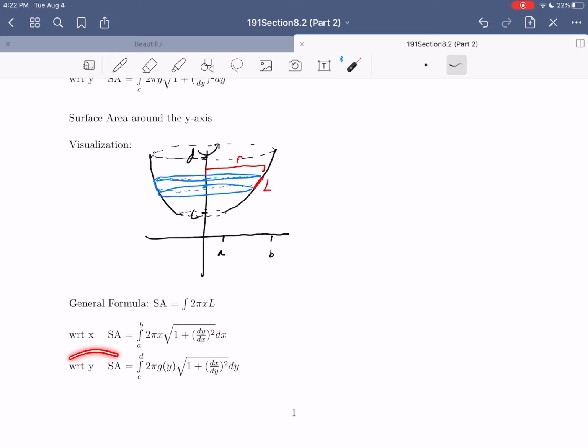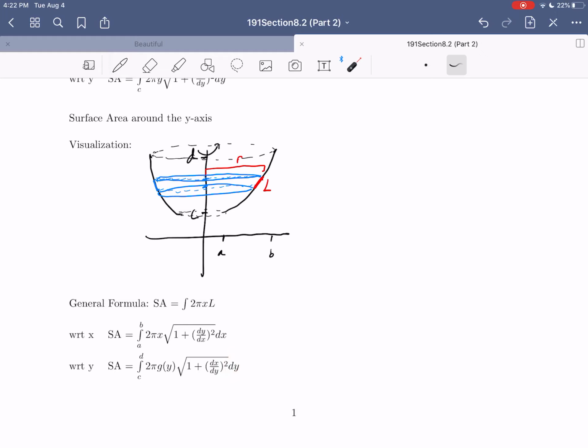dx. If you want to work with respect to y, well, then you'd have the integral from c to d, so you'd use these bounds. 2 pi, you can't leave this as x because you want to work dy, so we'd replace x with a function of y, so treating x as a function of y. And then we would use the y definition of arc length, square root of 1 plus dx dy squared, and then integrated with respect to y.